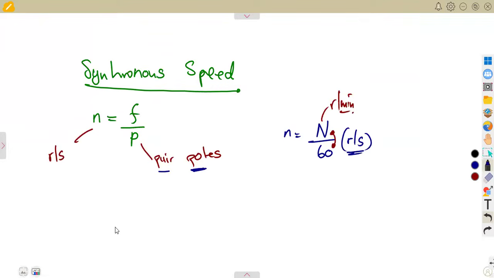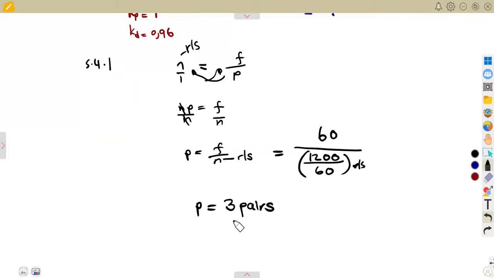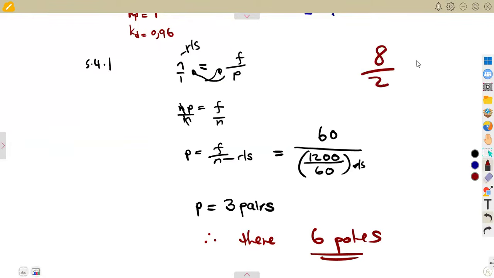There are 3 pairs. So if there are 3 pairs, how many poles do we have? That is the question. Therefore, there are 6 poles. Remember, from the pair poles, it's just going to be times 2. How do you find the pair poles? If you are given 8 poles, you divide by 2 to determine the pair poles, like 4 pairs.